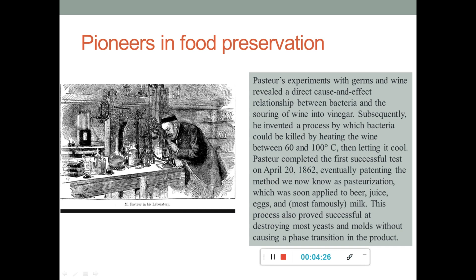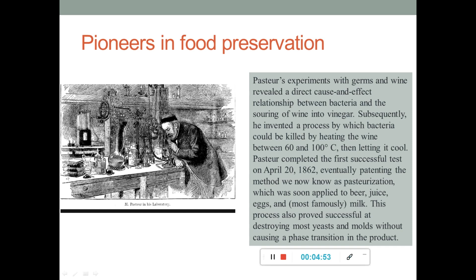The next person that we come across is Pasteur. Pasteur's experiments with germs and wine revealed a direct cause and effect relationship between bacteria and the souring of wine into vinegar. He is the main person who invented the process of pasteurization, and the term pasteurization itself was given in honor of him.